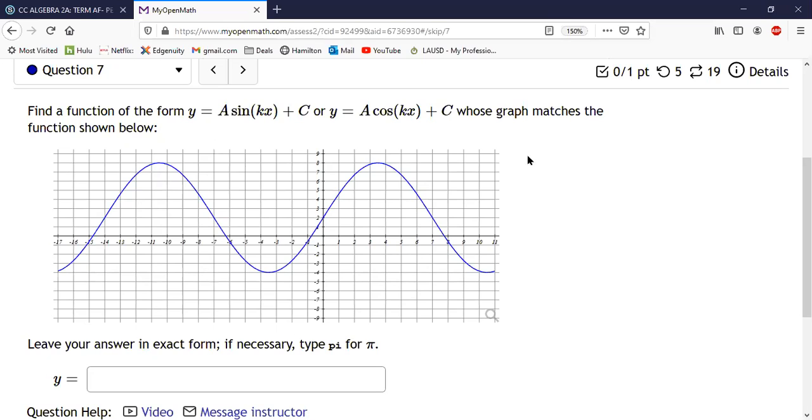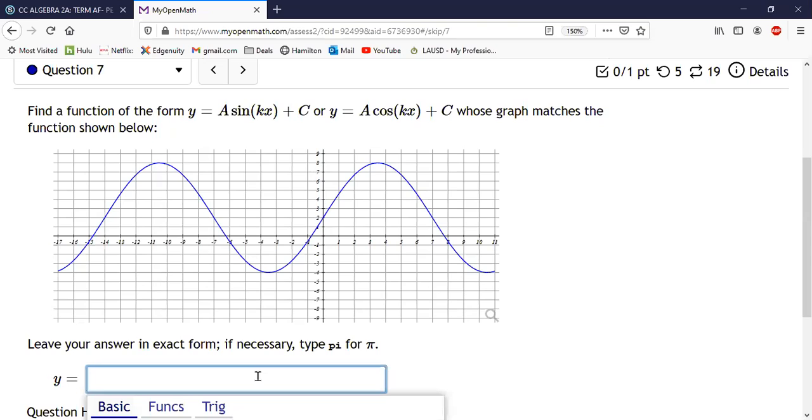And you can see in the middle, that middle point is going to be 2. From here, 2 to 8 is 6 spaces up. And 2 to negative 4, that's 6 spaces down. We know the amplitude is going to be positive 6. This is a sine graph.